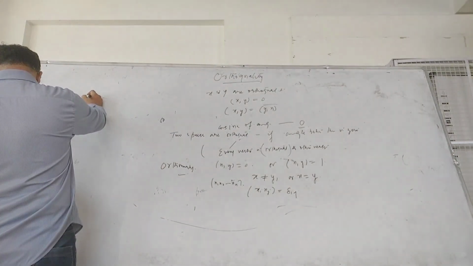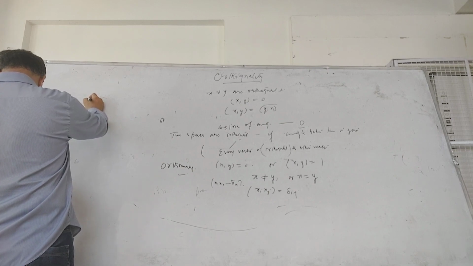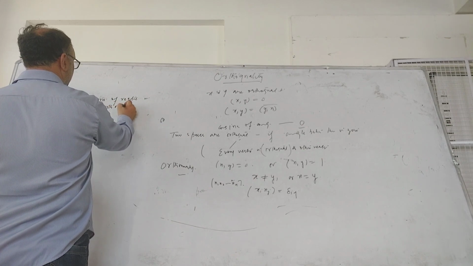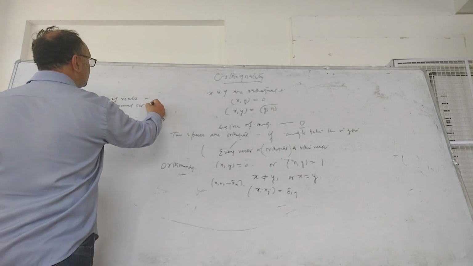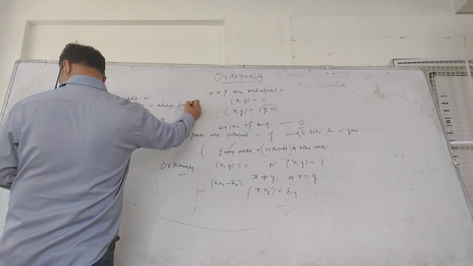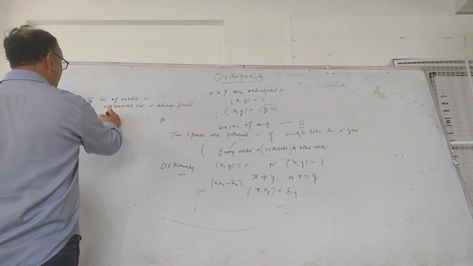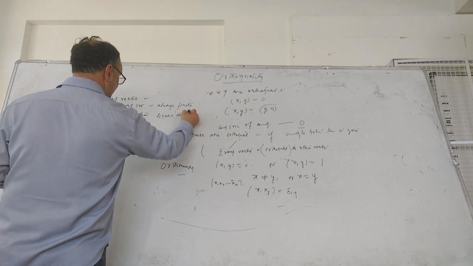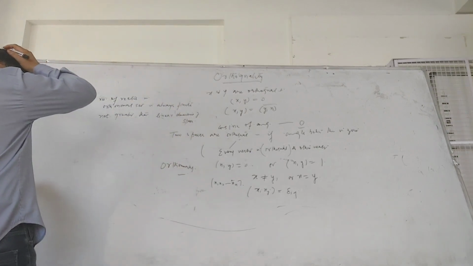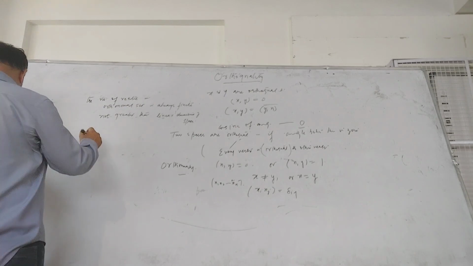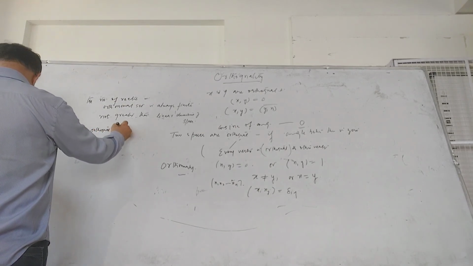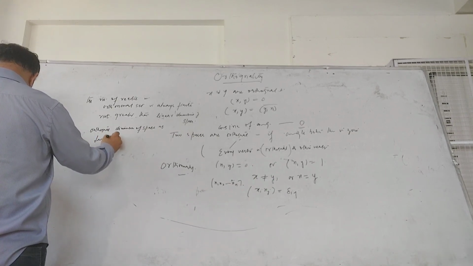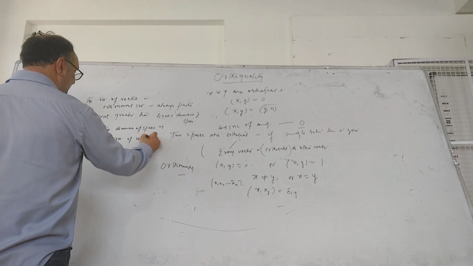We have an important property: the number of vectors in an orthonormal set is always finite, not greater than the linear dimensions of the space. The dimension of the space is the largest number of vectors an orthonormal set can have.